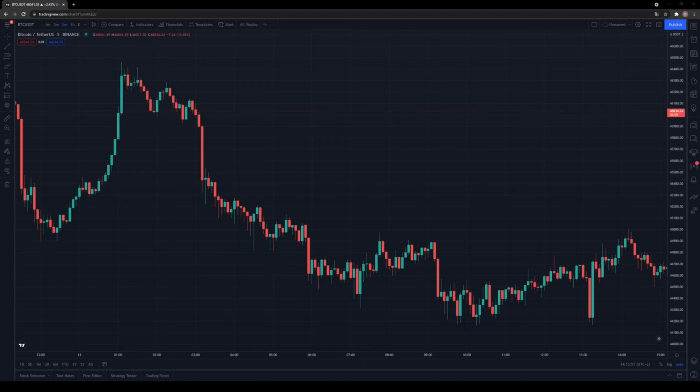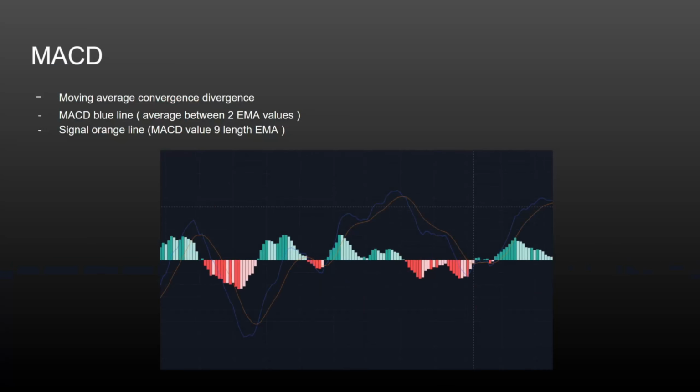Hey traders, today we are gonna try out a new scalping strategy, and this time we are gonna use the MACD combined with the EMA on a 5-minute chart. So it's gonna be scalping, of course. The MACD is a popular technical indicator used for identifying the momentum in the markets, and that's exactly what we are gonna use it for.